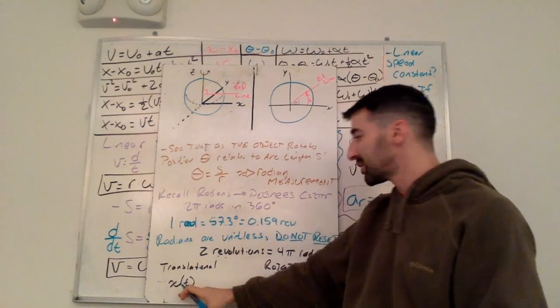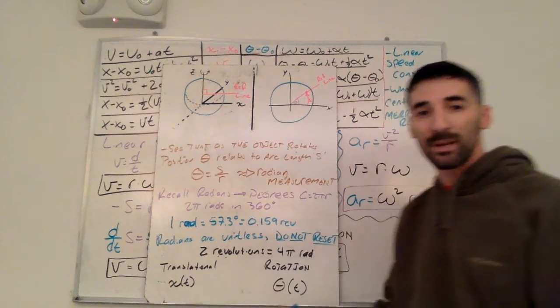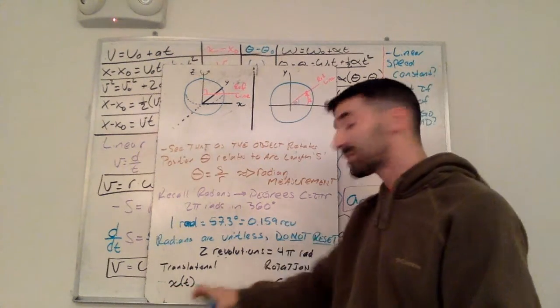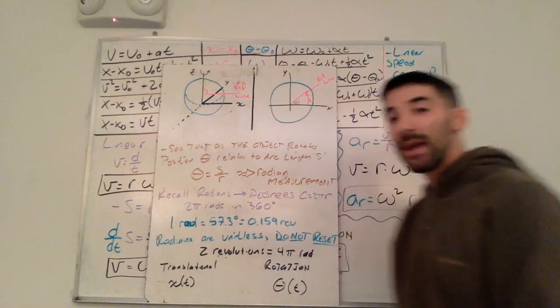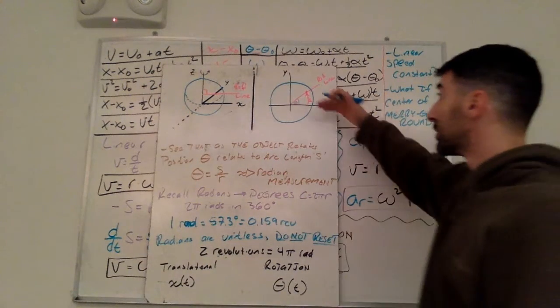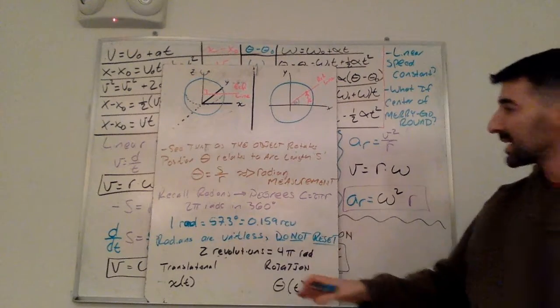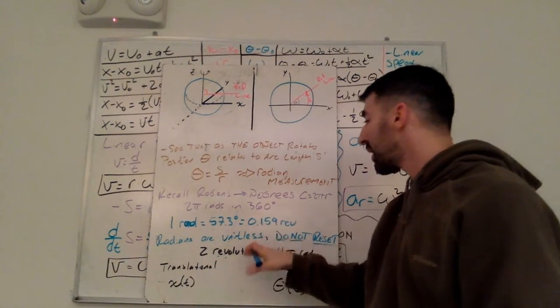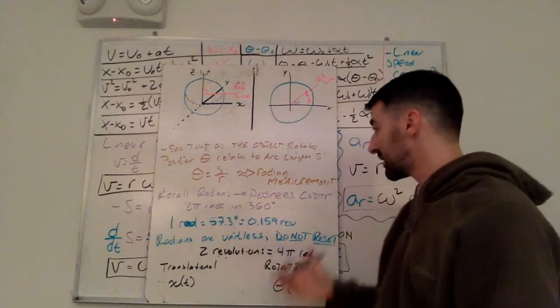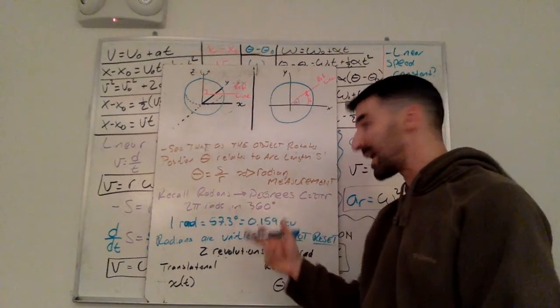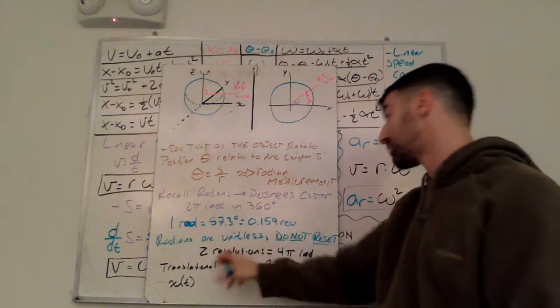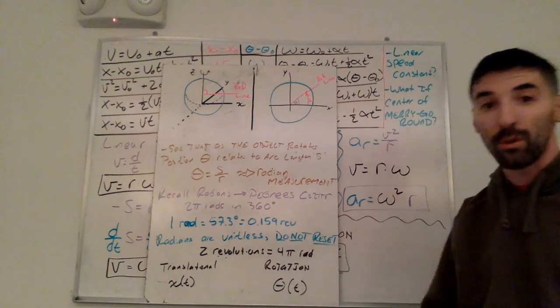We have our translational motion, which has always been x with respect to t, displacement as time goes on. Now we have this rotational motion: theta changes with respect to time. One last thing, as you can see I have written down, radians don't reset like degrees. So the number of revolutions that happen, my radians just keep adding up. So 2 revolutions, for example, are 4 pi radians.